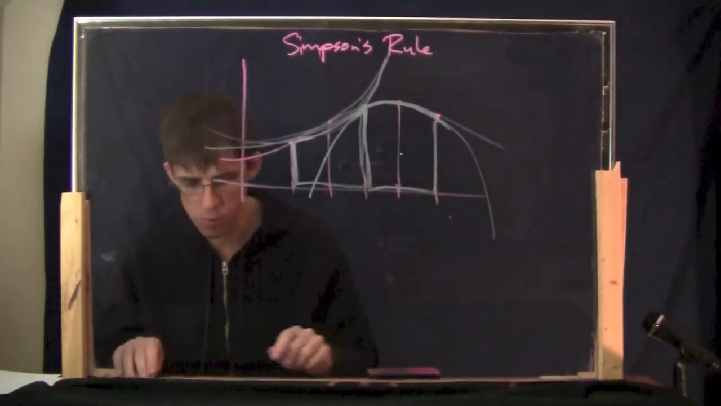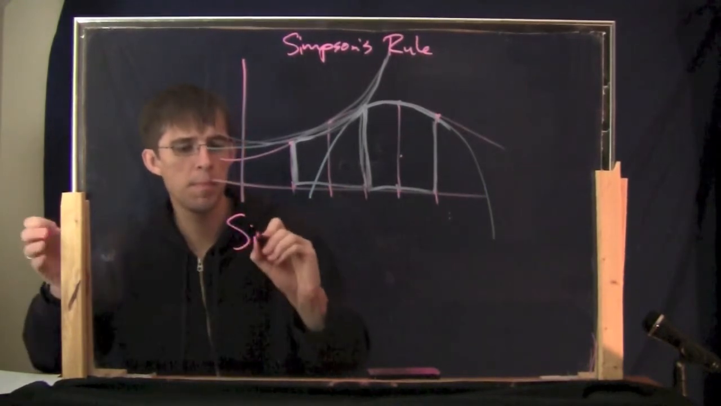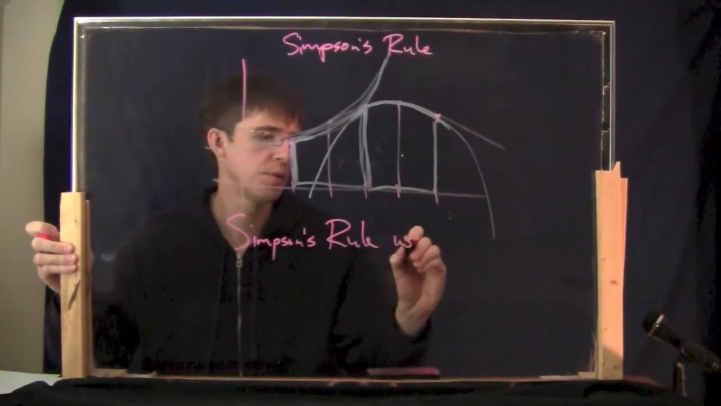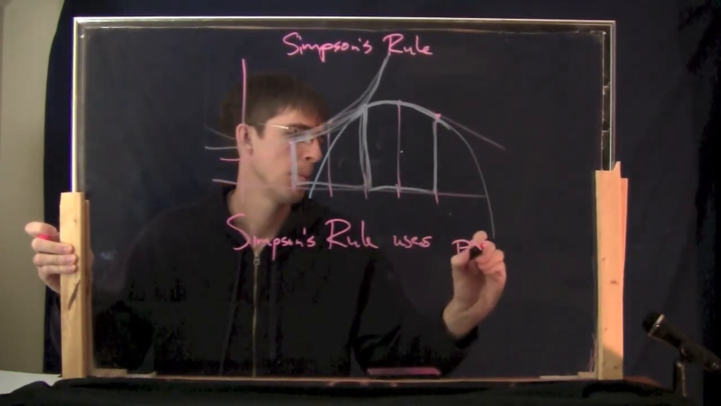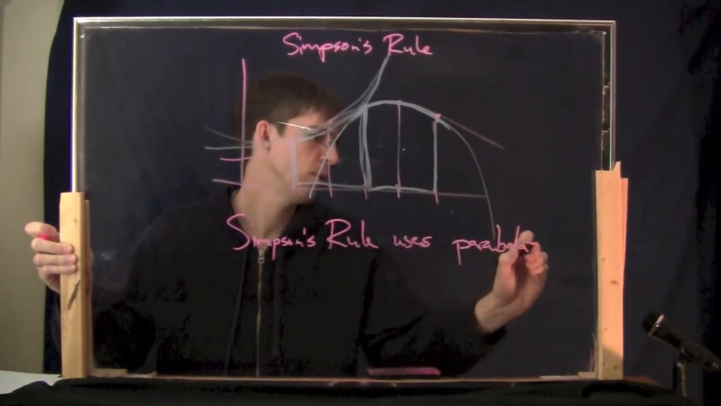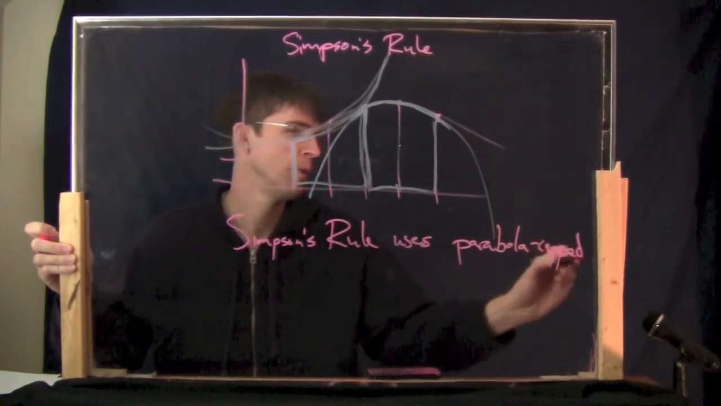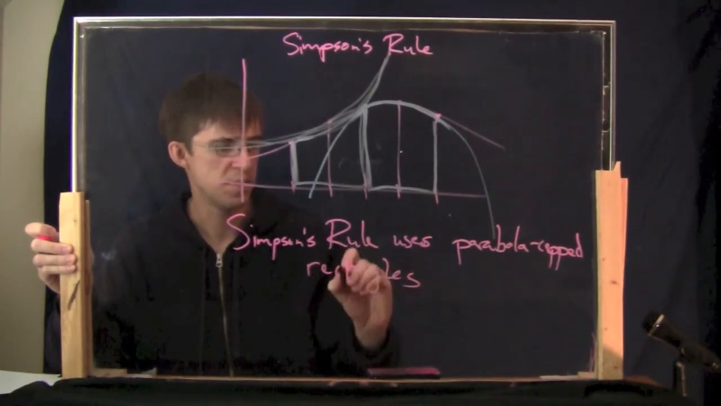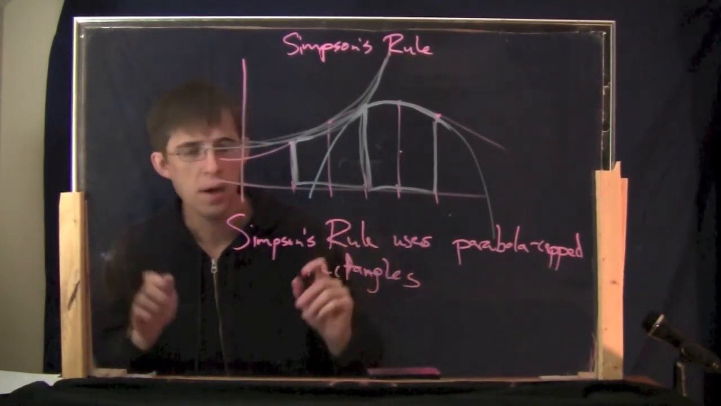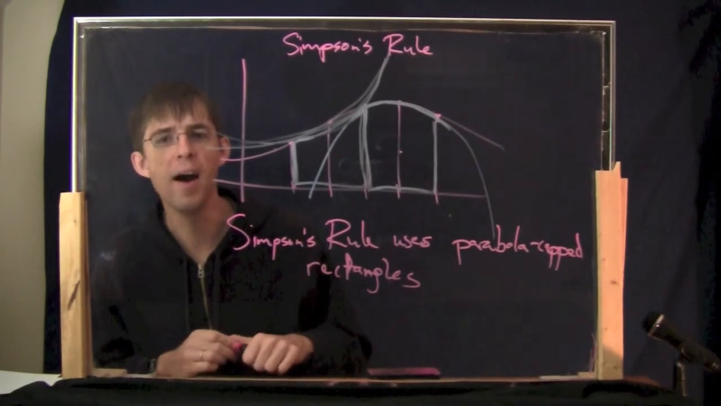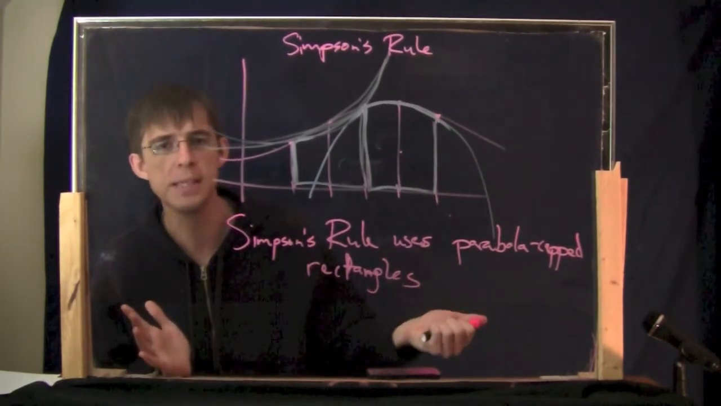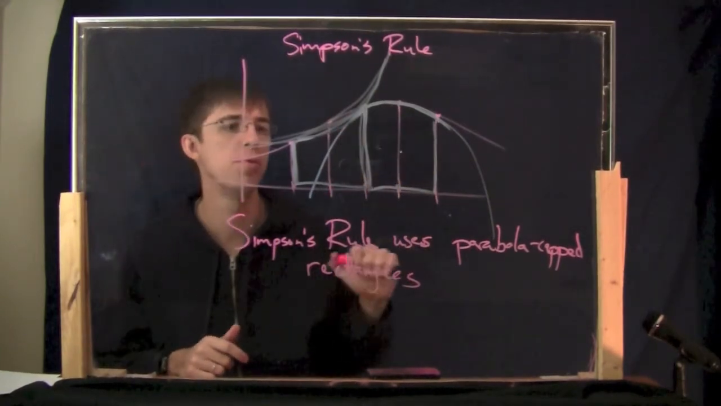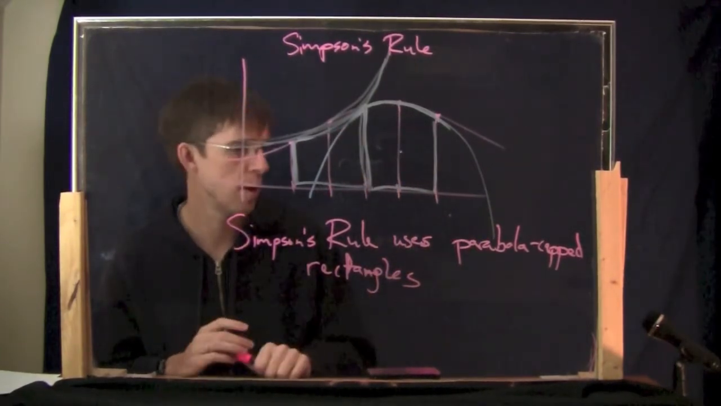So Simpson's rule uses parabola-capped rectangles. I hope you agree with me. This is not really an obvious idea, although I hope it makes sense. You draw this sort of rectangle thing, and then you put a parabola on top of it rather than putting a straight line, which is a trapezoid, all right?